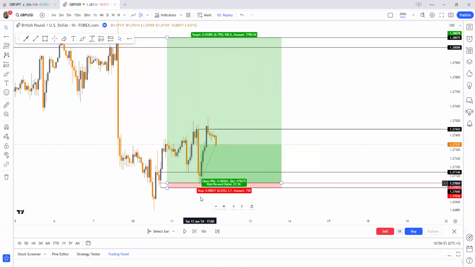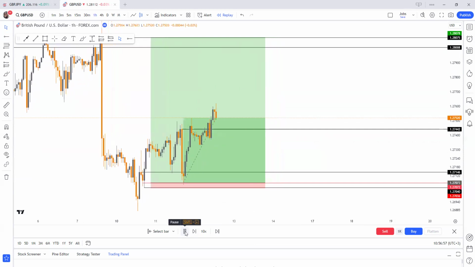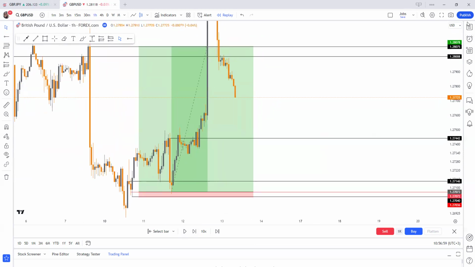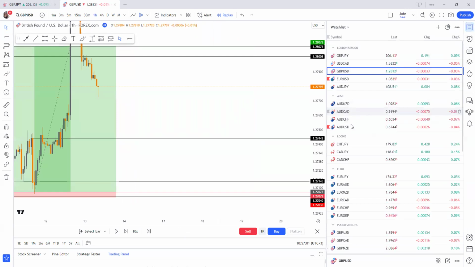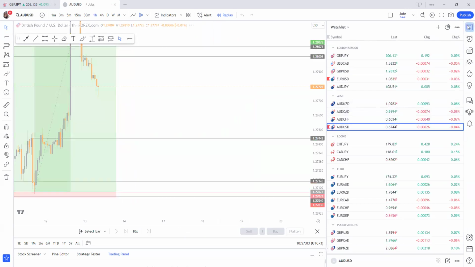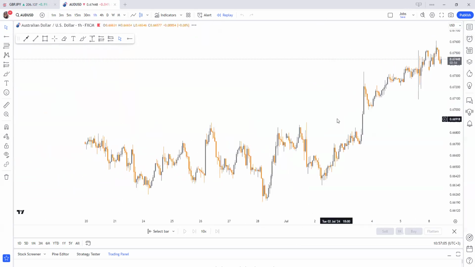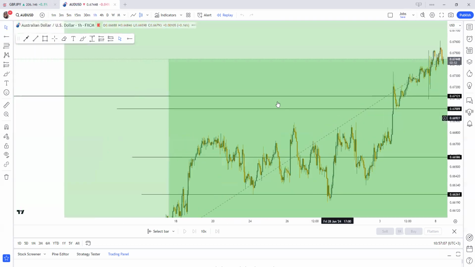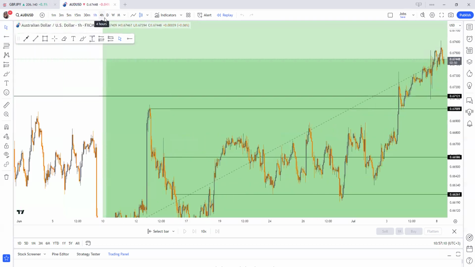So as you see, price came and grabbed our entry, then proceeded to the upside direction. So this is one of the trades that I took. Also, I think we have the AUDUSD. I managed to take this trade on the AUDUSD as well.